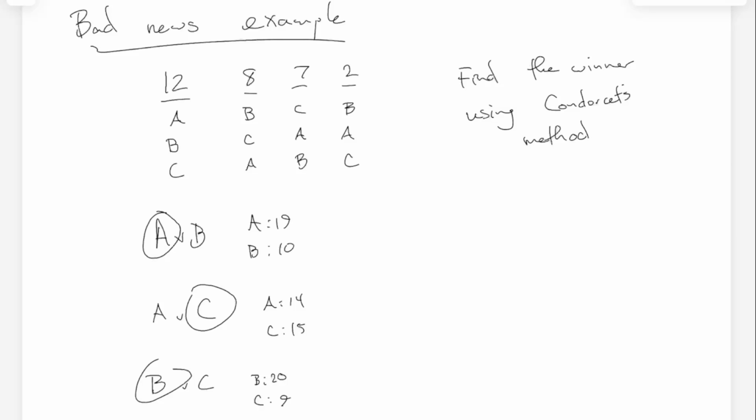Yeah, in this case, there is no single person who wins all of their matchups. This is a little weird, but A doesn't win all the time because A does win against B, but not against C. B also doesn't win all the time because B is beaten by A, right? And then C also does not win all the time because B beats C. So in this case, no candidate wins all their matches.